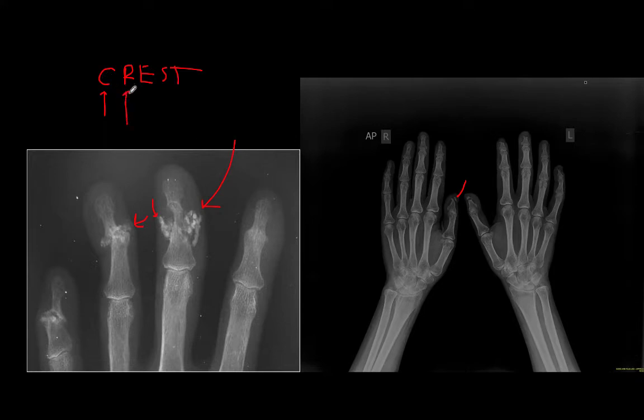Raynaud's phenomenon, that's a vascular event with vascular blushing followed by constriction. It can be very painful. There's a lot of causes to Raynaud's, but it is associated with scleroderma as well. Esophageal dysmotility. Usually they have smooth muscle affected. The GI tract has some really prominent manifestations of scleroderma. Sclerodactyly, so tightening of the skin around the fingers.